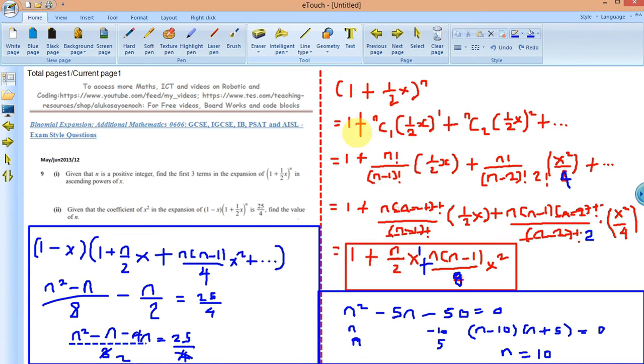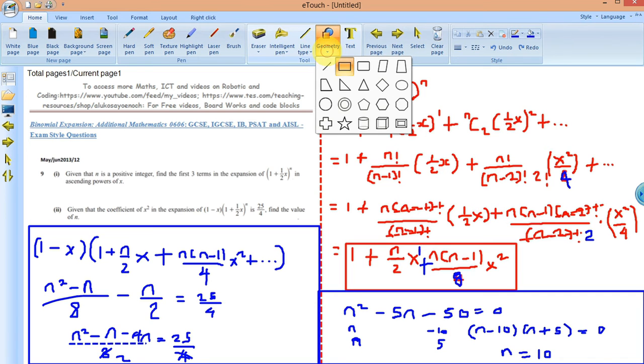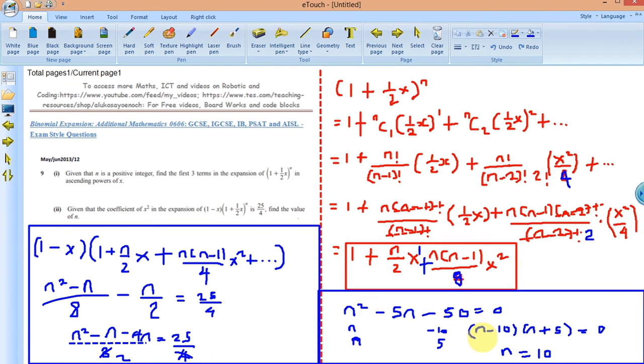So that is the solution to this question, guys. So n equals 10. And the solution to the first one is 1 plus n over 2x plus n into n minus 1 over 8x squared. So guys, let's go to the next question.